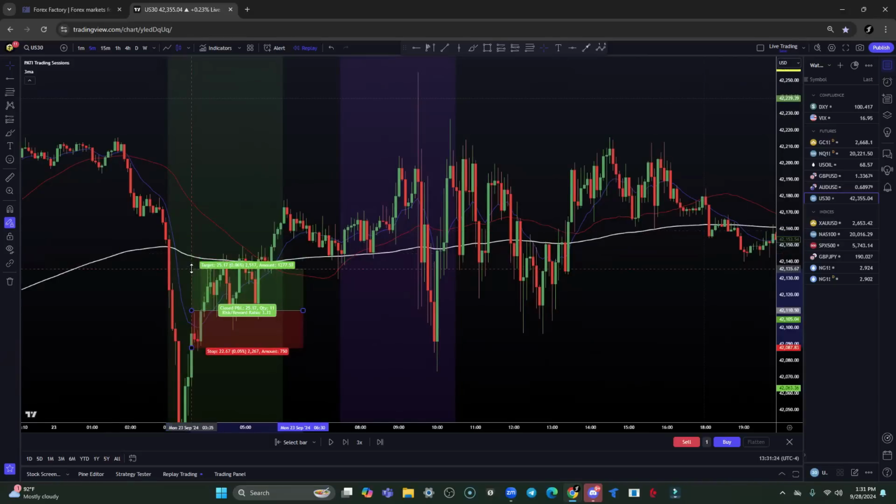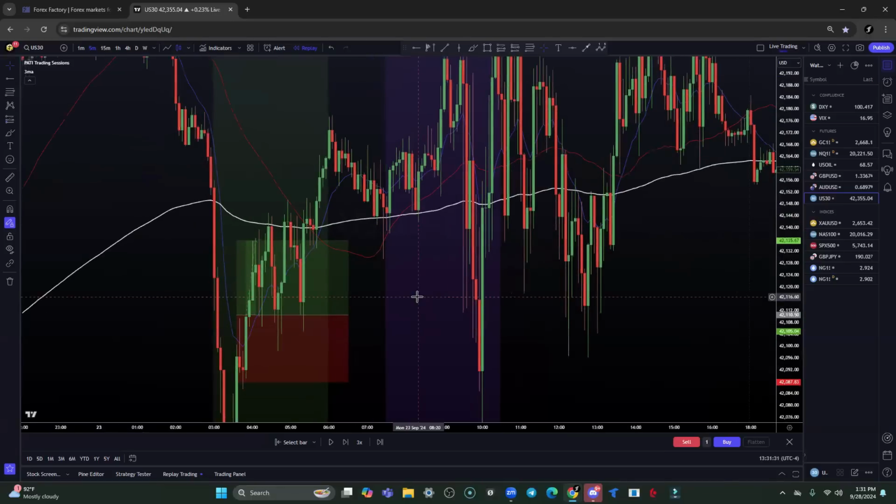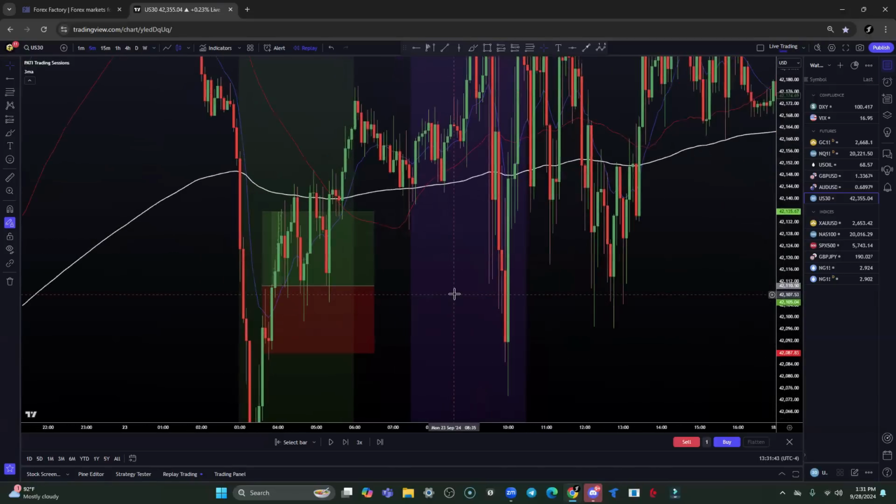Are we above the 200? Are we below the 200? Are you trying to take a sell and there's a high probability demand right below you? Are you trying to buy and there's a high probability supply right above you? Just use your awareness before you just get in and say, okay, it's brain dead, we close, click, and I'm done.